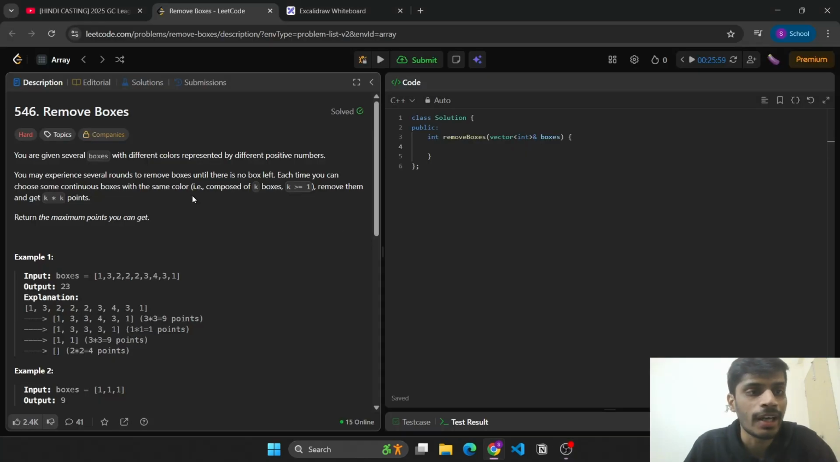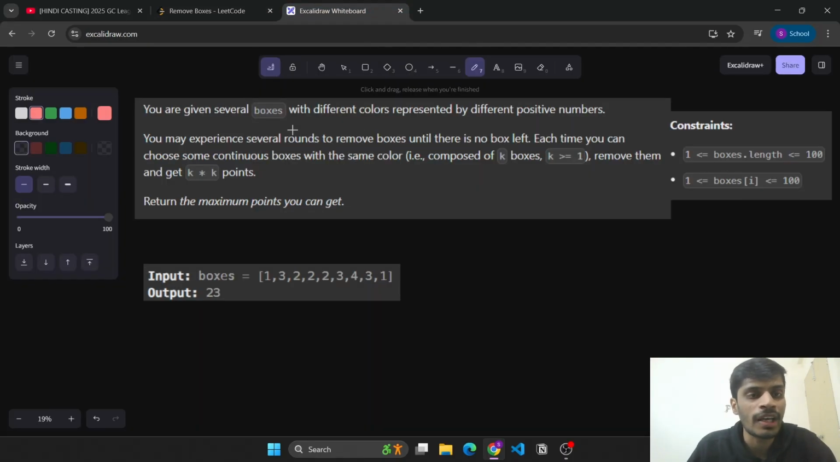Hello everyone. So today I will be solving this very hard problem, Remove Boxes. The problem states that we are given several boxes with different colors represented by different positive numbers. For example here, 1, 3, 2 represent the different colors of the boxes.